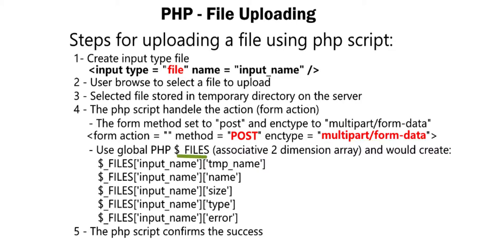You'll have to use a global PHP variable, $_FILES. This will create an associative array. The result of the array is the temporary file name, the name of the file that was uploaded, its size, its type, and if there is an error associated with uploading. You will write a script to confirm the success of the upload. Let's see how we do this.